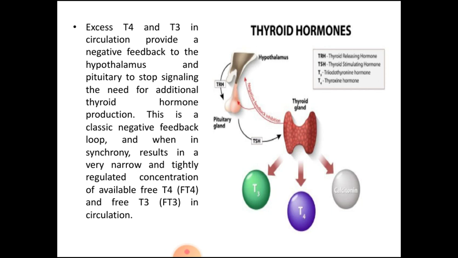And this negative feedback between hypothalamus and pituitary is known as the short negative feedback, and between anterior pituitary and thyroid it is known as the long negative feedback. This is a classic negative feedback loop, and when it is functioning, it results in a very narrow and tightly regulated concentration of available free T4 and free T3 in circulation.